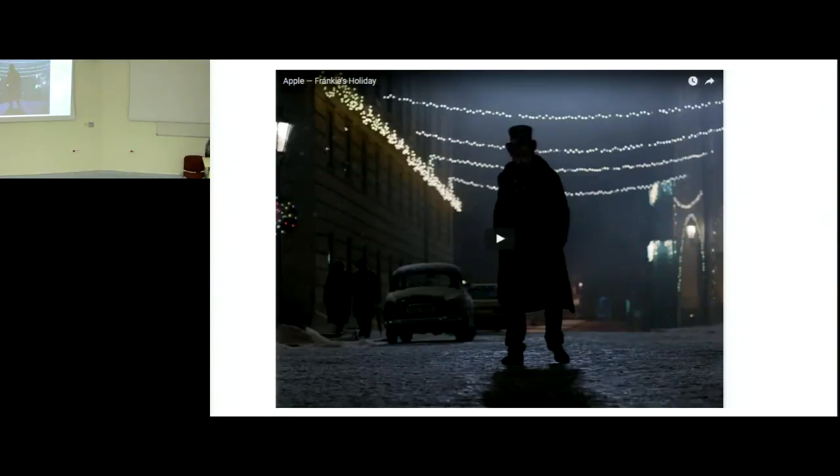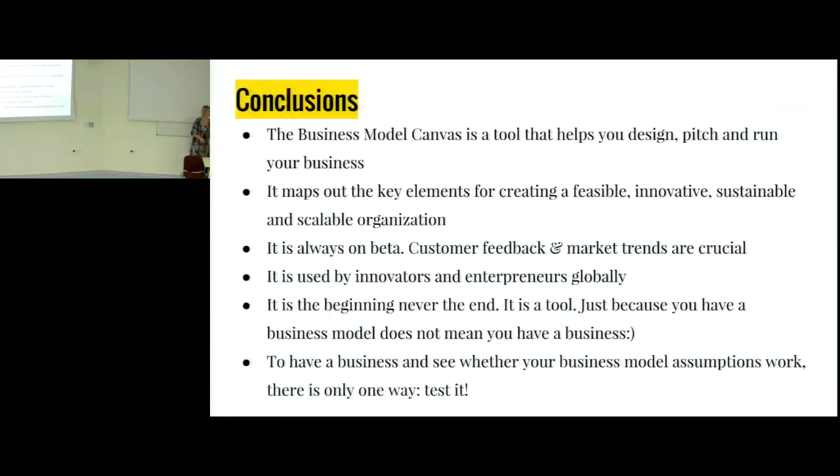So let's go to the conclusions of today. It's a tool that helps you design, pitch, and run your business. It maps out the key elements for creating a feasible, innovative, sustainable, and scalable organization. It's always on data. It changes. If you remember also the video that we saw, they talked a lot about market trends and how that influences the product and the needs that it needs to cover.